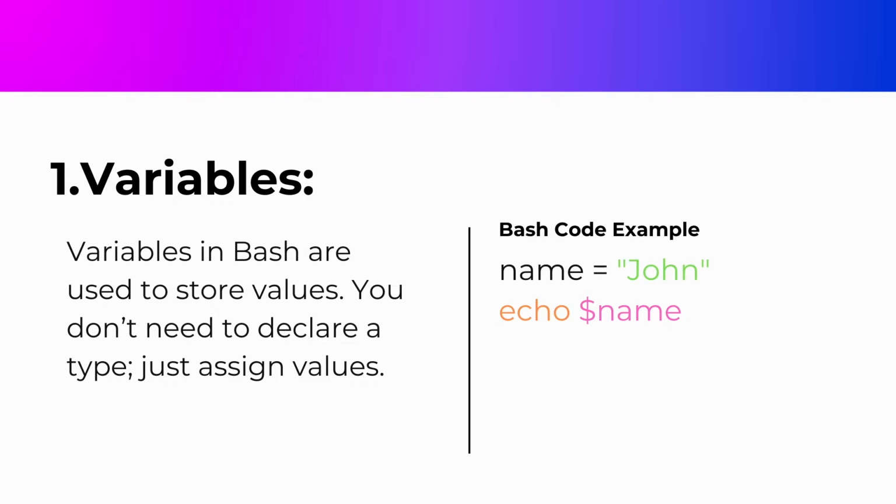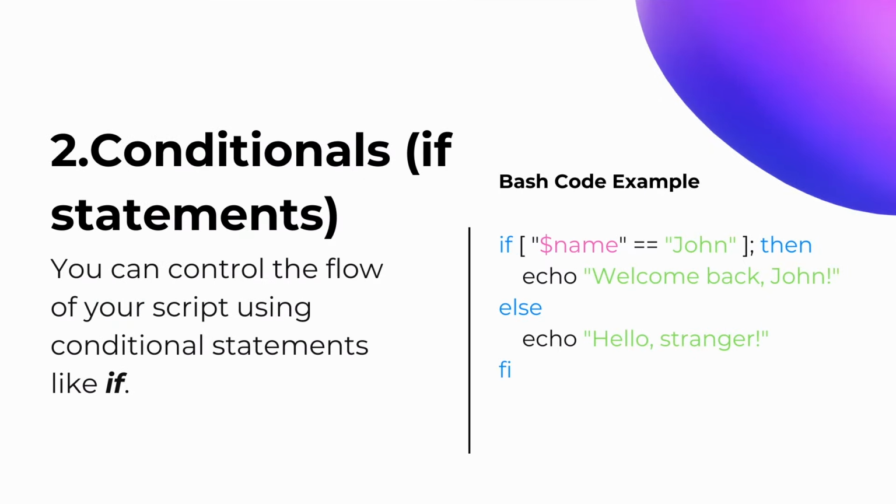Variables in bash are used to store values. You don't need to declare a type, just assign values like this. You can control the flow of your script using conditional statements like if. For example, like this. The if statement here checks the condition, and depending on the result, which is true or false, it runs one block of code or another.